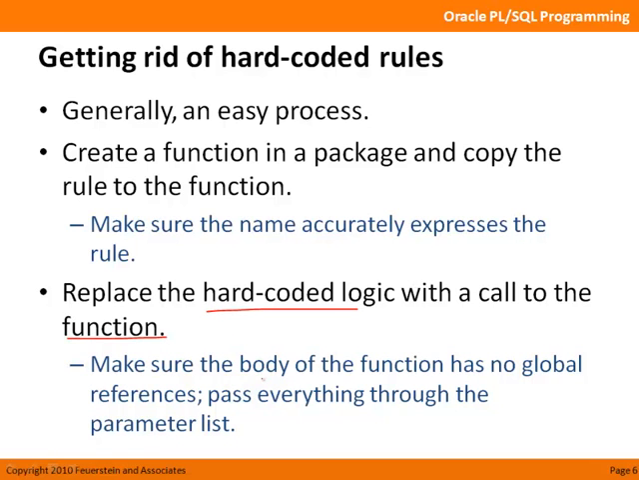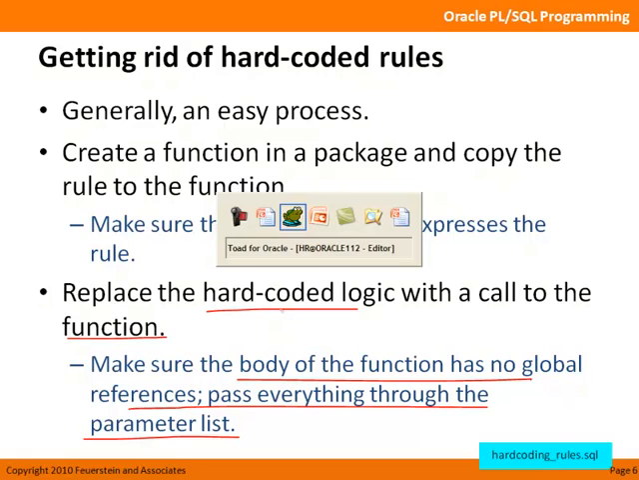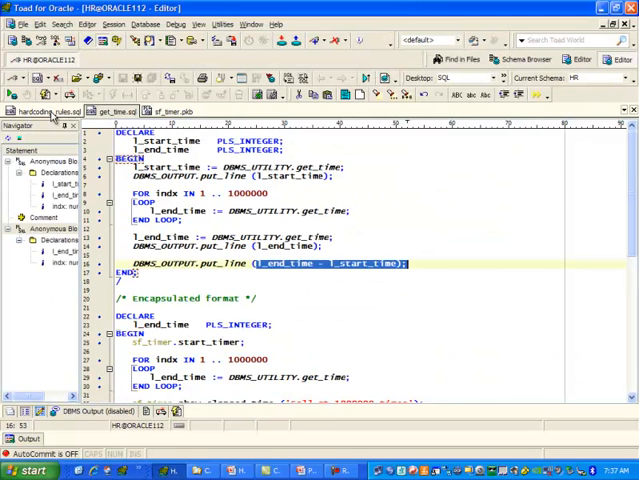And then what you want to do is make sure that the body of the function has no global references. Pass everything through the parameter list. So as you move things out of your local code and move it into a function, you need to identify all the inputs that have to come into that function to execute the rule without having those global references. Let's go back to my hard coding rules file.